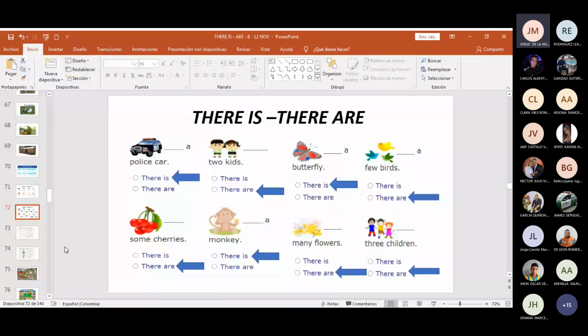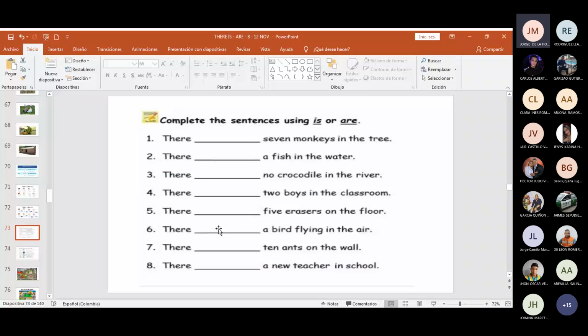Here, you are going to say there is or there are according to what? According to the complement. ¿Qué es lo que me va a ayudar a mí? El complement. For example, number one, seven monkeys. There are seven monkeys in the tree. Very good. A fish in the water. There is a fish in the water.